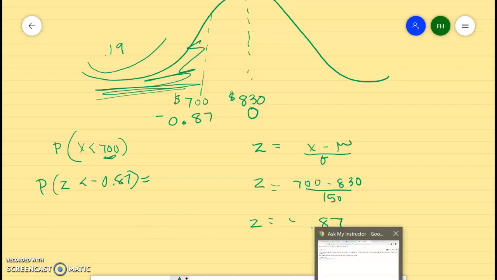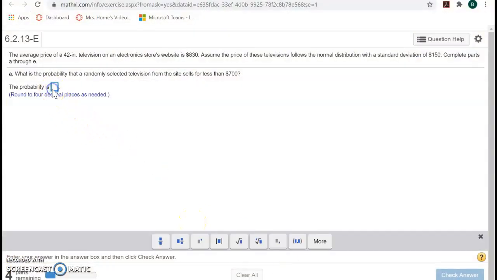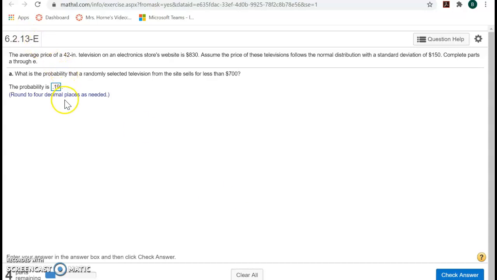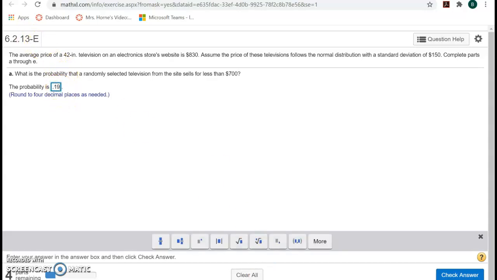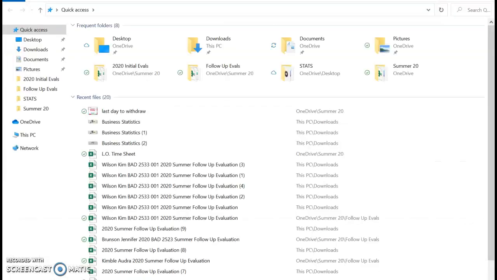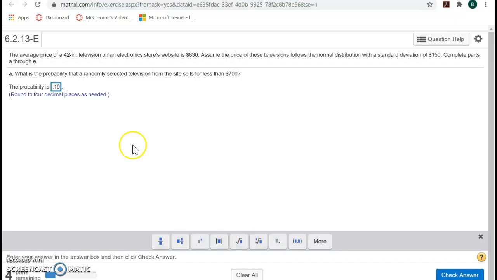So there's a 19% chance that the TV could sell for less than 700. Not a very big chance. Oh, sorry. They want us to round to 4 decimal places, so 0.1931.